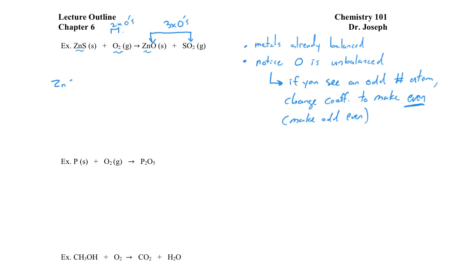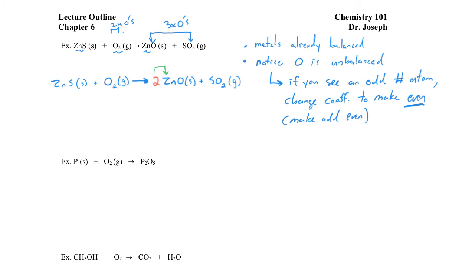I call this make odd even, and it's a really common strategy to use. So what are we going to do? We're going to rewrite this equation, making the oxygen even on both sides. Now we can do that by putting a 2 coefficient in front of the zinc oxide, and that gives us 4 total oxygen atoms on the product side, or on the right.